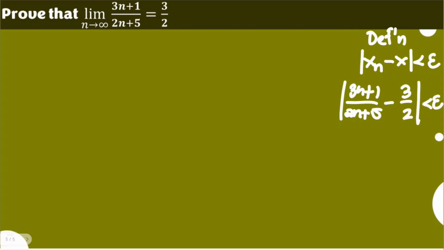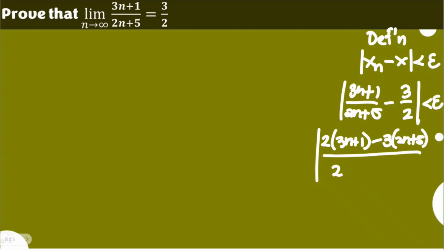So let's try to come up with an expression without the absolute value notation, and later use that to get an expression with n on the other side. Applying the necessary mathematical operations, you will get 2 times 3n plus 1 minus 3 times 2n plus 5, all over 2 times 2n plus 5. This must still be less than epsilon.